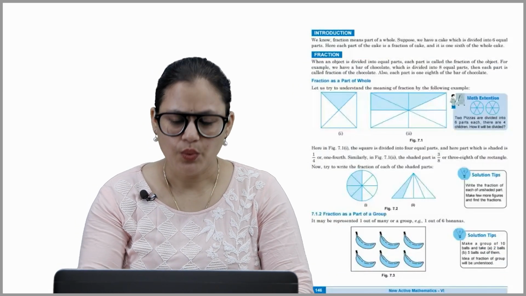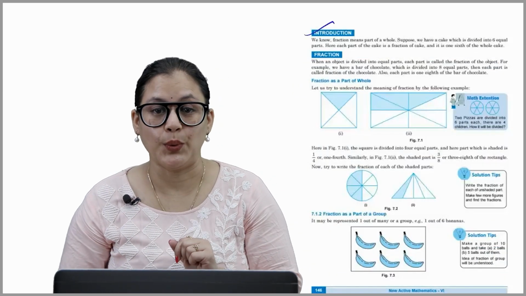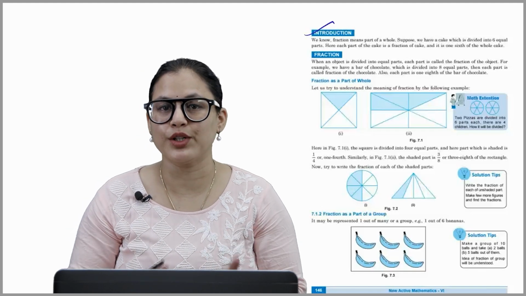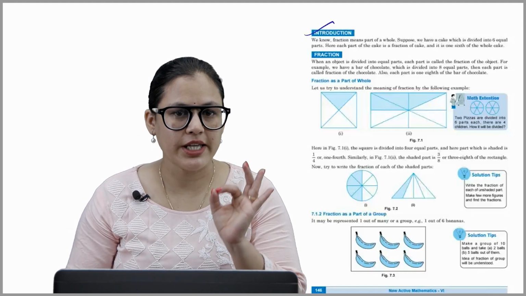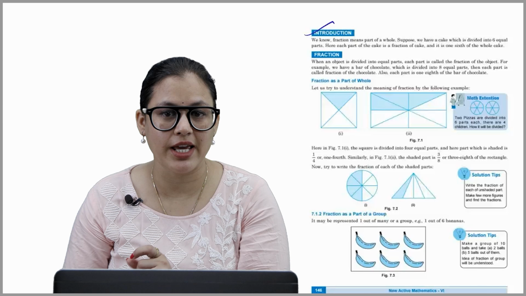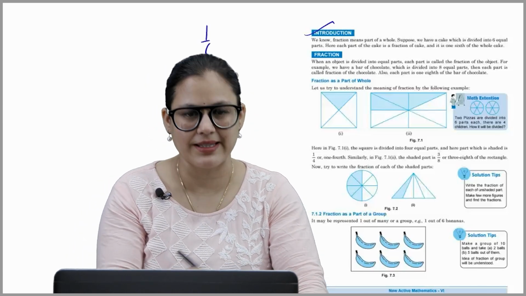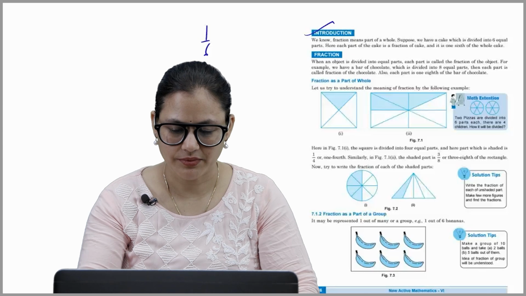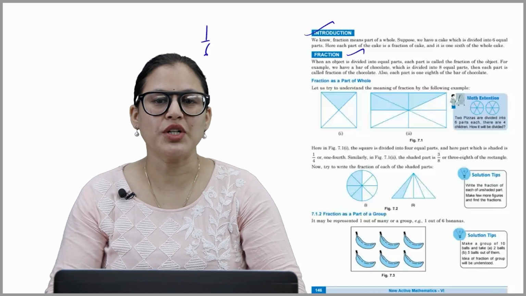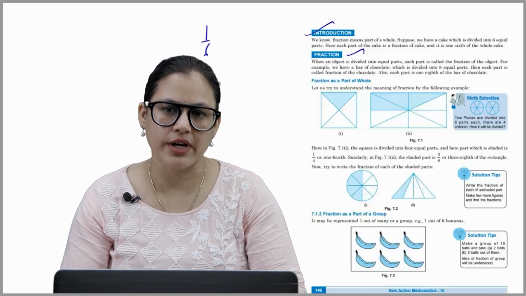Introduction. We know that fraction means part of a whole. Suppose we have a cake which is divided into 6 equal parts. Here each part of the cake is a fraction of the cake and it is 1/6 of the whole cake. That is 1/6. Right? When an object is divided into equal parts, each part is called a fraction of the object.